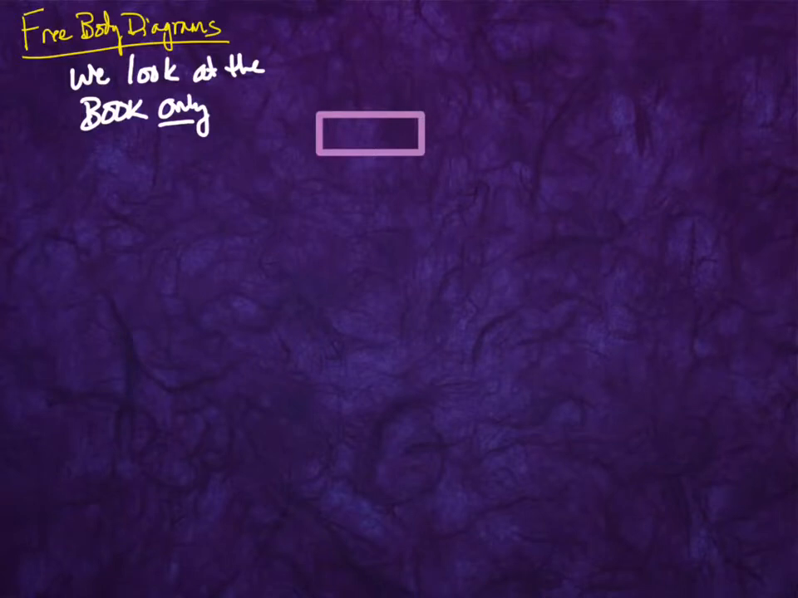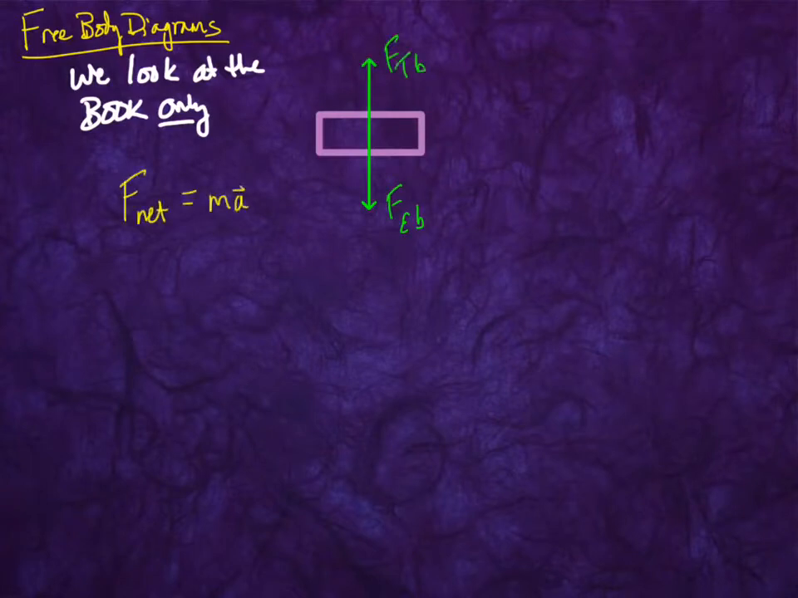And in this case, the forces on the book, we have the force of the earth on the book, and we have the force of the table on the book. There should be a vector there. Okay, so now we know according to Newton's second law, that the net force on the book equals its mass times acceleration.